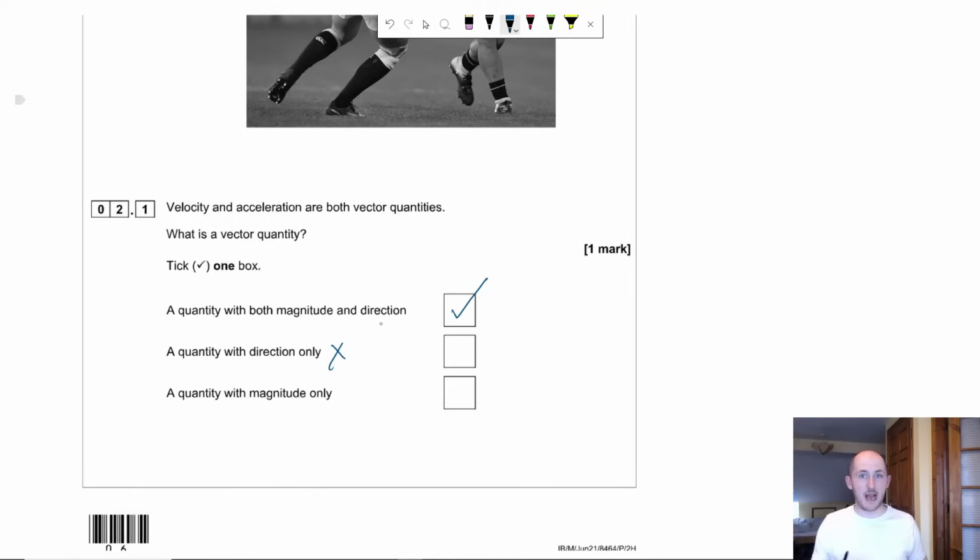Weight always points down, that is a direction. Or you could have something like friction that goes opposite to wherever you're moving, that's a direction. But that's the general idea, okay? So just think about whatever quantity you have, if it has direction. If it does, it's a vector. If it doesn't, it's a scalar.